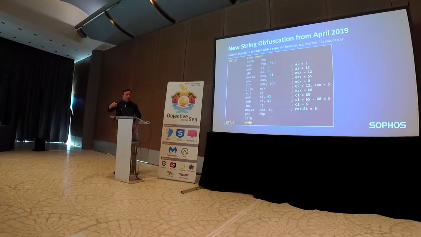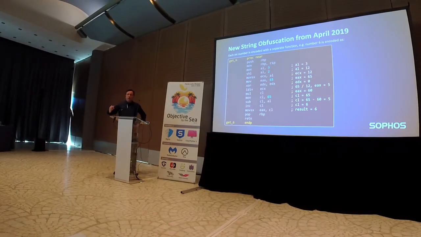And if you look at it, let's say move AL 3. So AL gets 3. SHL AL 2. SHL shifts 2 bits left. Shifting by 1 bit multiplies by 2. Shifting by 2 bits multiplies by 4. 3 multiplied by 4 is 12. Next, move 12 into ECX.